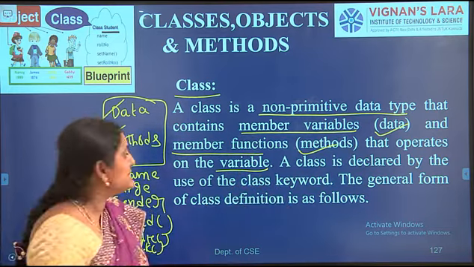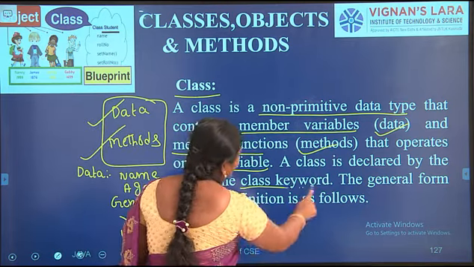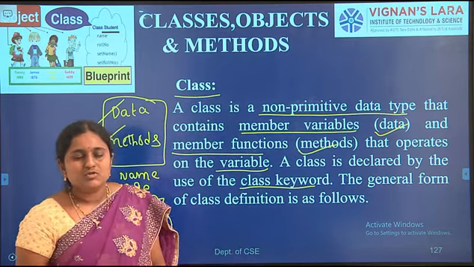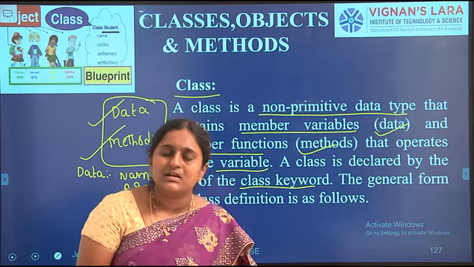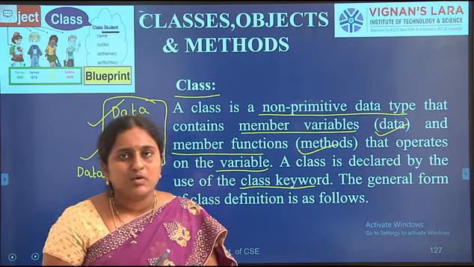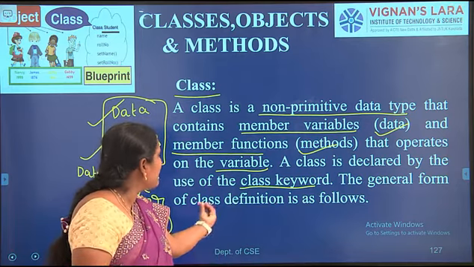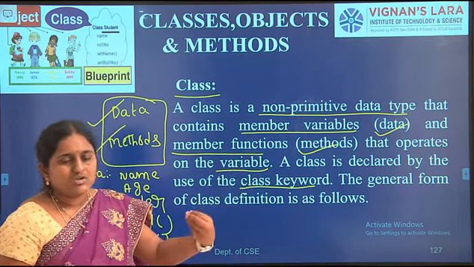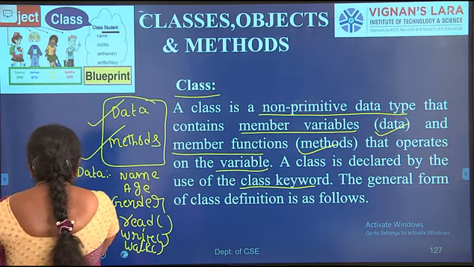A class is declared by use of the class keyword. Whenever we want to define a class in our Java programming, class is a keyword. The general form of class definition is as follows. So what is the syntax of defining a class?